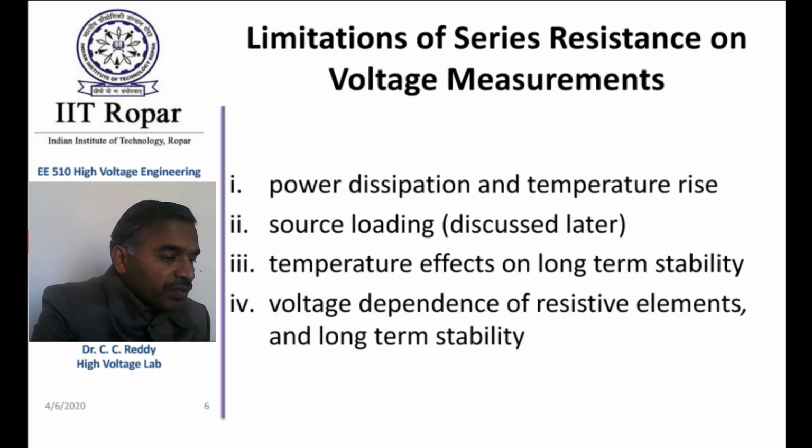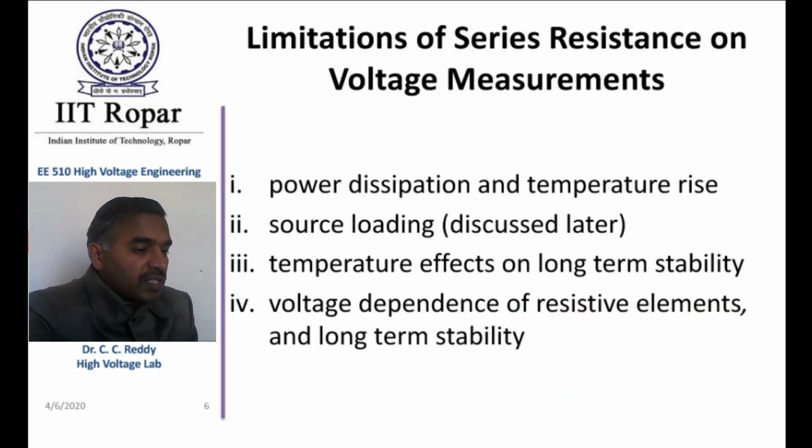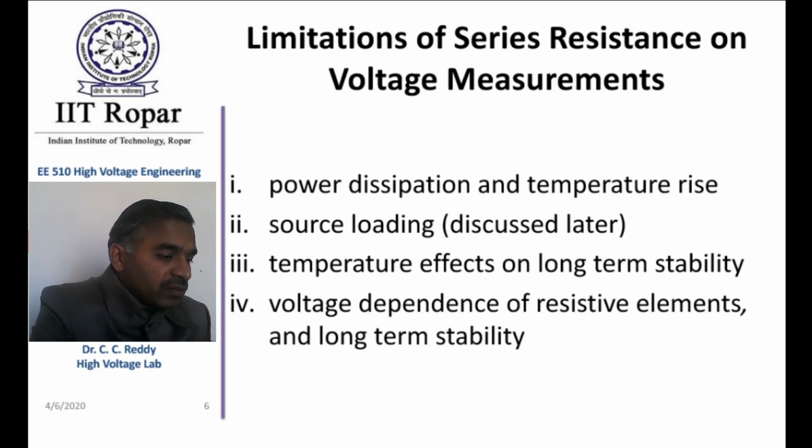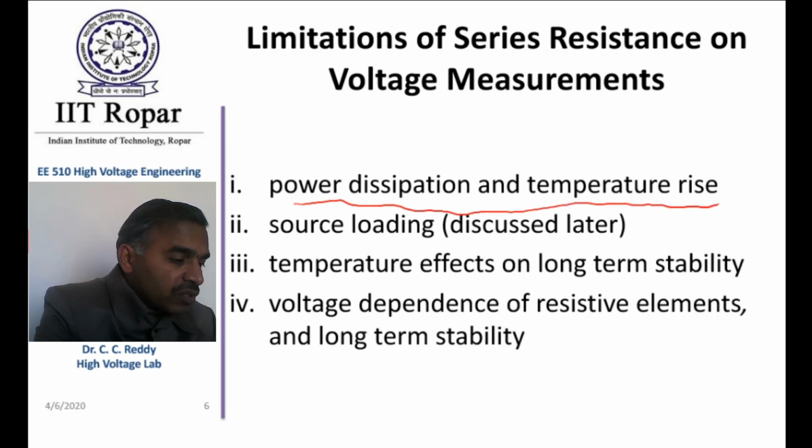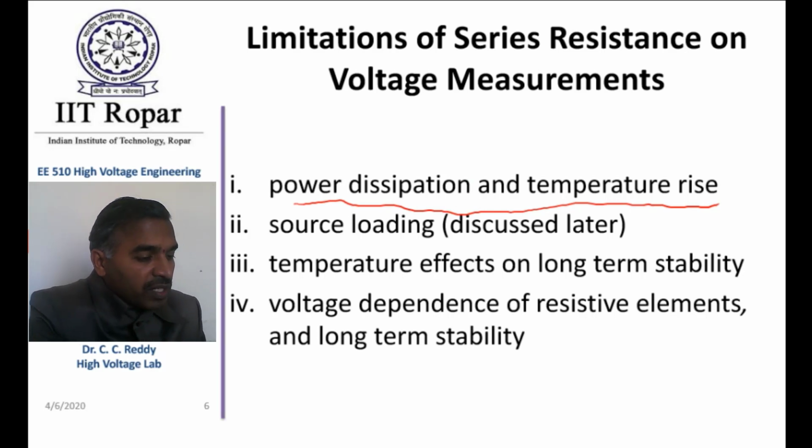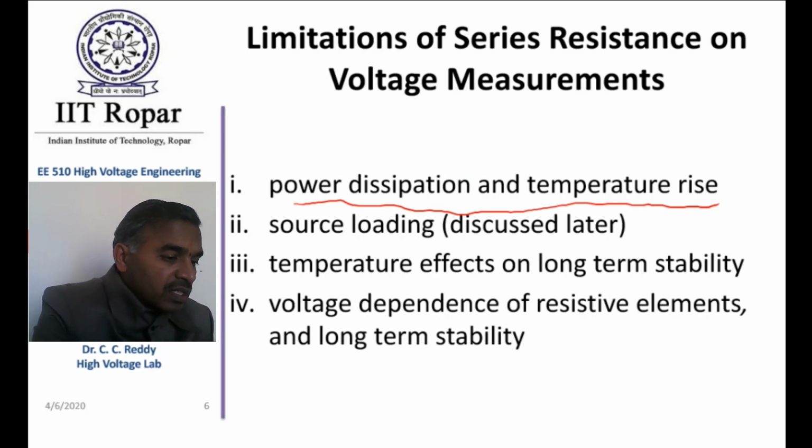Now the second thing is limitation of series resistance on voltage measurements. What are the limitations? One is power dissipation and temperature rise. Of course, for high voltages, if voltage is increased, V square by R losses will increase, and then power dissipation will be there inside the resistive element, which will cause temperature rise, which is not good. Why it is not good? We will see. Temperature effects on long-term stability.